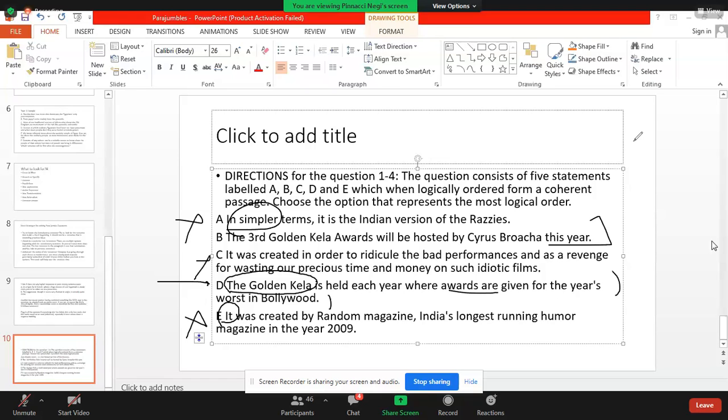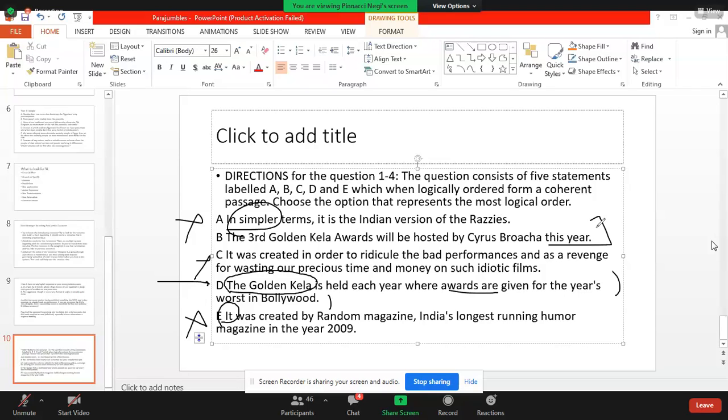Right? So students, when you see the other answer options, they are giving general information about the awards. It was held this year, it was created like this. So what does the paragraph look like? What is it talking about? It's giving you general information about what Kela Awards is.